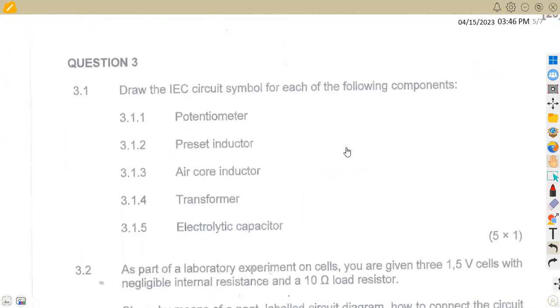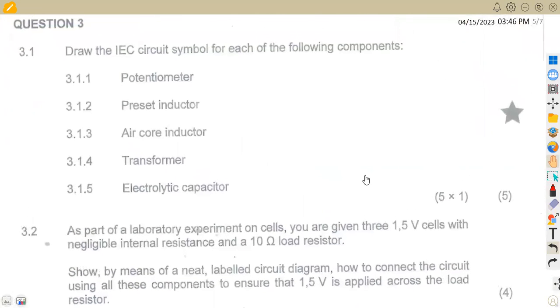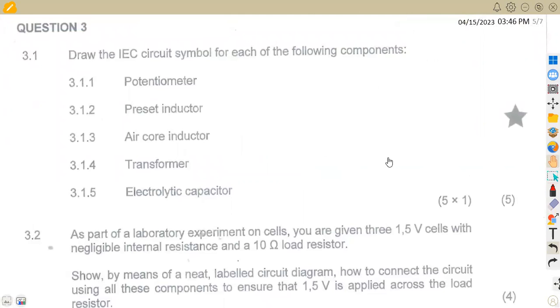Then on question 3, we are now asked to draw the IEC circuit symbols for each of the following components. The first one is a potentiometer. Remember, a potentiometer is just a resistor, only that we are going to have it this way with, let's just say, an arrow here pointing to this. So that becomes a potentiometer in this case. You can even draw it as a normal resistor. But when you are drawing these with your ruler, please make sure that you draw something properly. In this case, I'm just showing you a sketch.